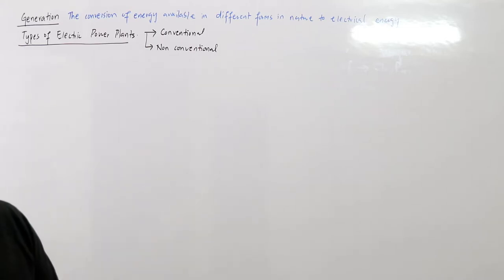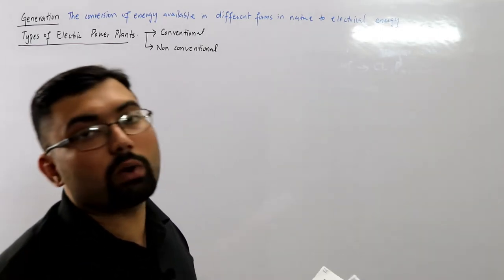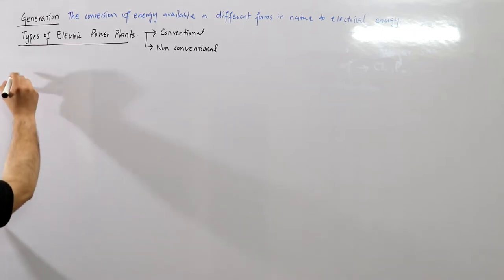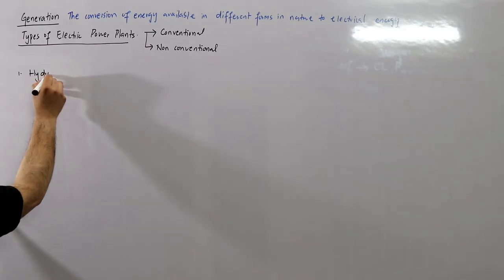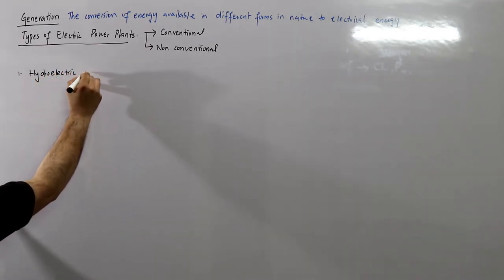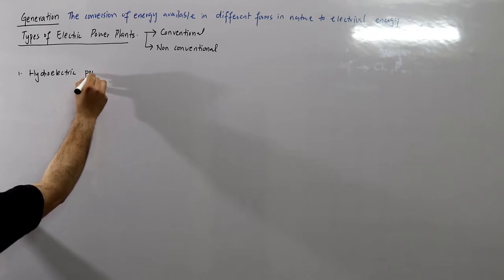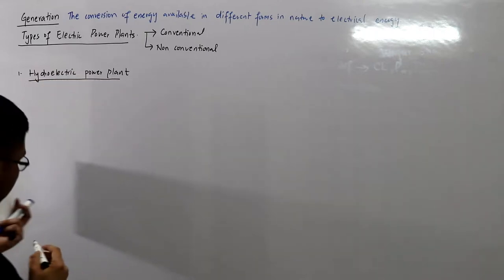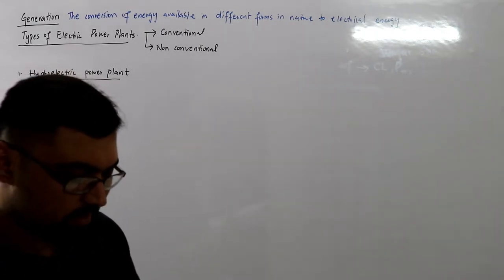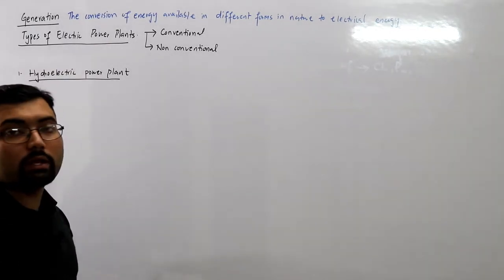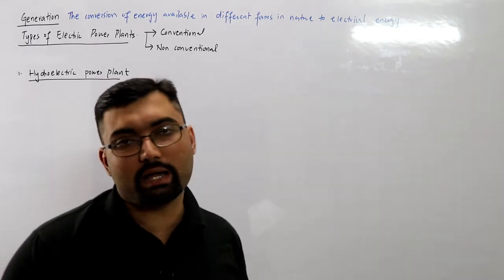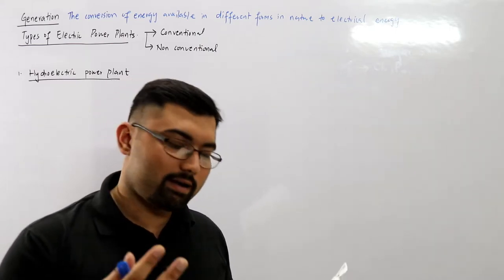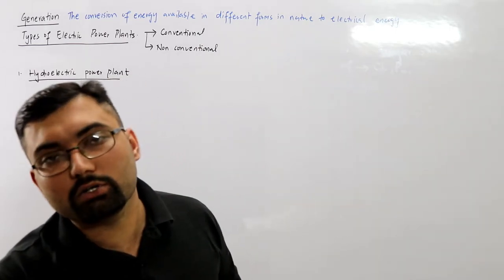Electrical energy is obtained as the secondary energy from the conversion of other sources. So the first is the hydroelectric power plant. How is electrical energy generated in a hydroelectric power plant? It is generated from water. Water is the primary source, and the energy contained in flowing water is used to spin a turbine, and the turbine is coupled to a generator.